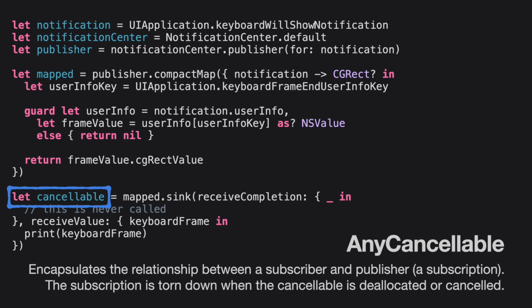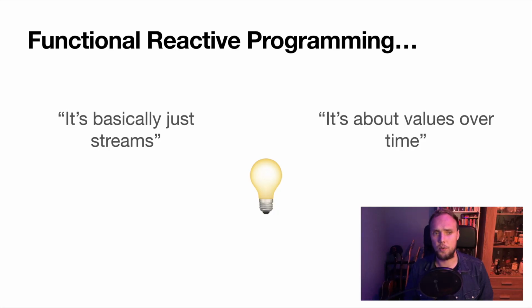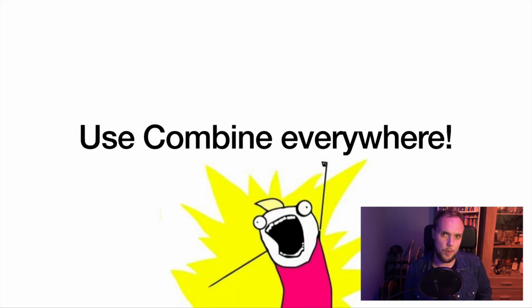So when we know this, and when you've seen this, and you think of functional reactive programming, these statements of it's basically just streams and it's about values over time suddenly kind of make sense. These streams are just the continuous delivery of new values to your subscribers, and values over time mostly means that you are going to receive these values over the course of your application lifecycle. And at this point, you're probably thinking, let's use Combine everywhere. And I would recommend that you do it, or at least try it out, and start with your networking layer.